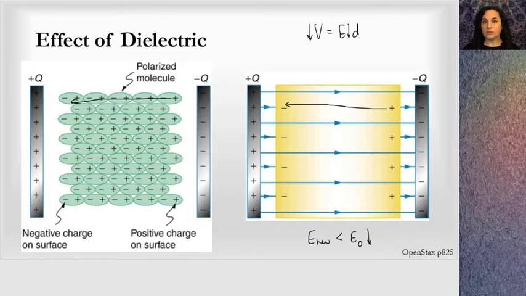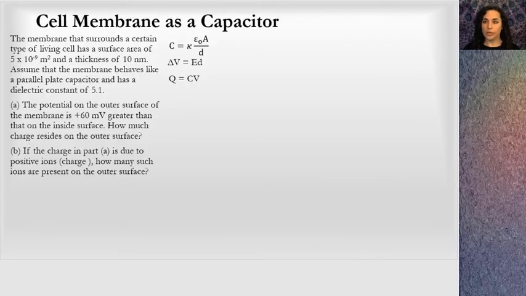I picked out a really simple application, a really cool application, I think, of a capacitor: a cell membrane. And I had talked about a cell membrane in a previous lesson. There's an electric field in the cell membrane, and there's positive charges on the outside of the cell and negative charges on the inside of the cell.